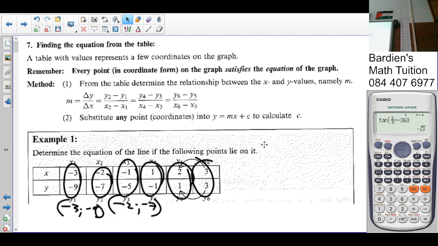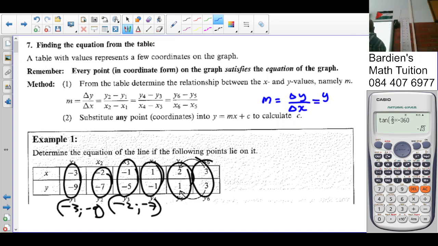Method: from the table, determine the relationship between the x and y values, namely m. Do you remember what m denotes? M is the gradient. Now, this you can write down. The gradient is equal to delta y over delta x. There's an equation that goes with this, which is y2 minus y1 over x2 minus x1.